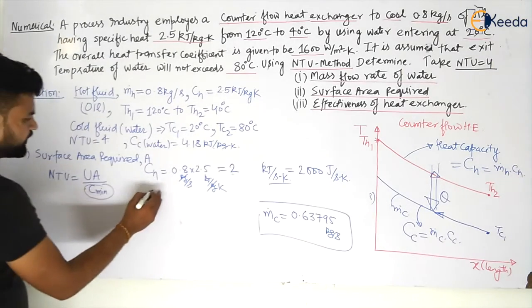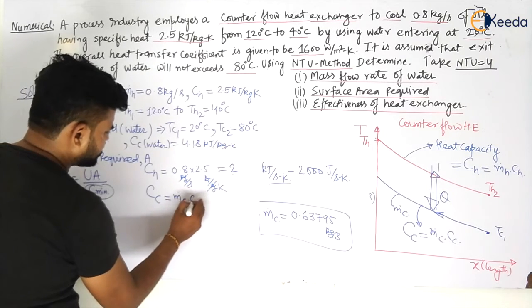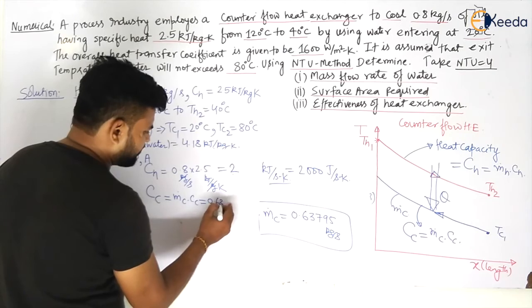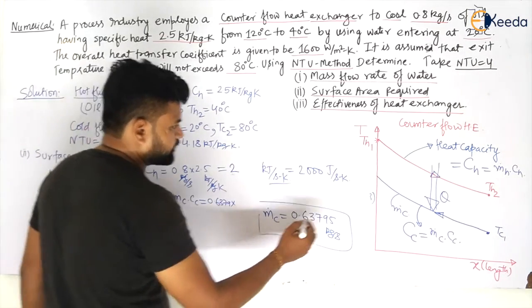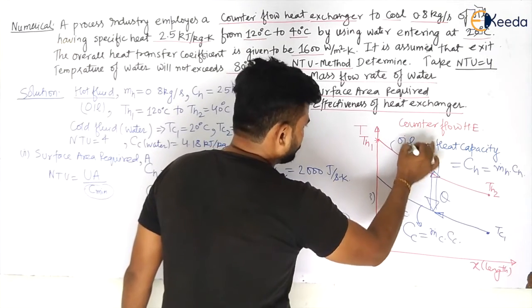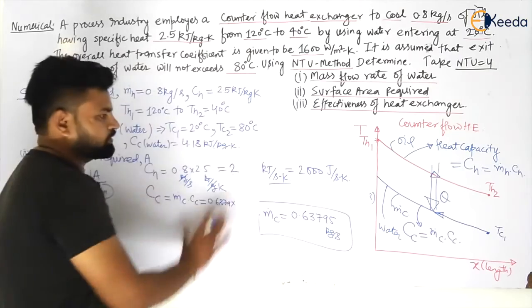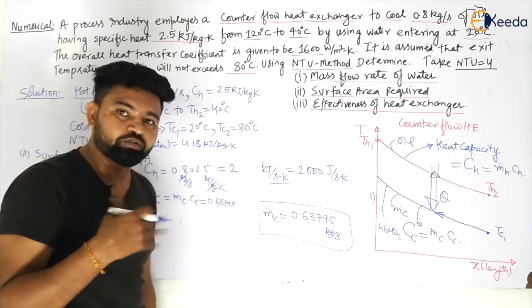Now let us calculate heat capacity for the cold fluid. So this will be given by M dot C into Cc, and this is equal to, what is your M dot C? 0.6379 multiplied by, what is the heat capacity of this? This is your oil, my dear students. We know this is your water. So in GATE you don't have to write all these things. You just have to do the question here. I will tell you the trick. Okay, only you will save your time.